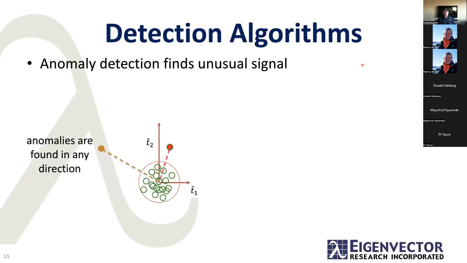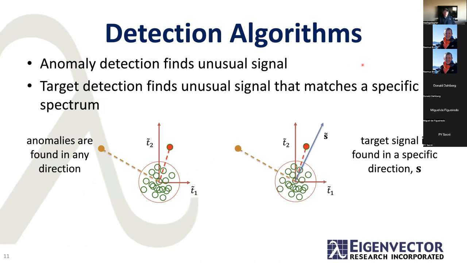So we've got our detection algorithms. We contrast anomaly detection, that's just finding unusual signal in any direction. If we start talking about target detection, I'm going to pick a very specific direction associated with a spectrum of interest, for example, and I'm going to put it into this warped space. You can see that I've got this anomaly here I would detect because it's got a high projection onto that particular direction. Meanwhile, this anomaly is not going to be captured because it's orthogonal to this guy. So you don't get any signal from that one. So you can see some selectivity in the directions that you're picking in this weighted space.